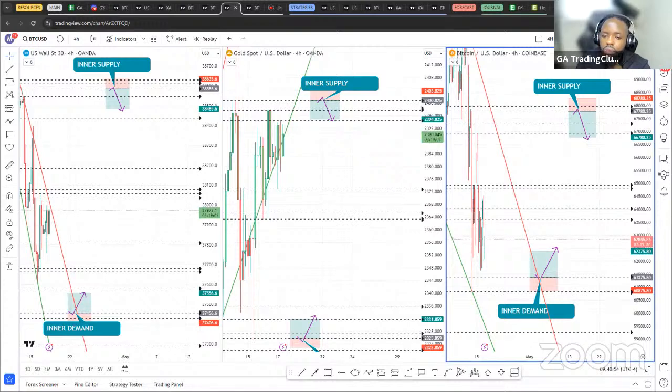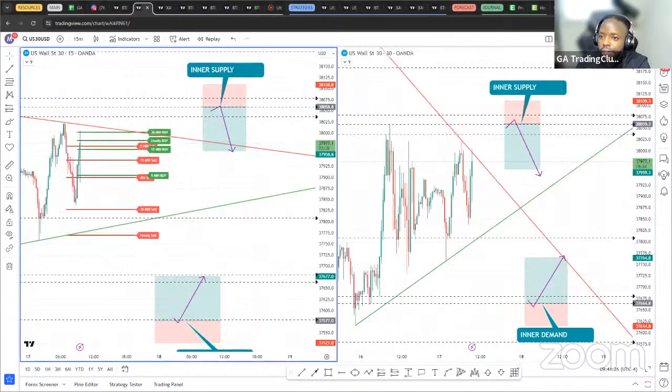Let's see. Close this out. And in the meantime, what is this? US 30. Let me share some as we wait for these zones. Give me 1 second.